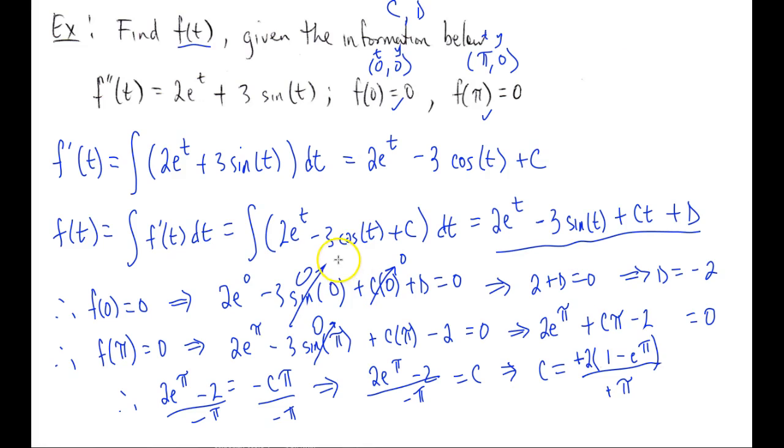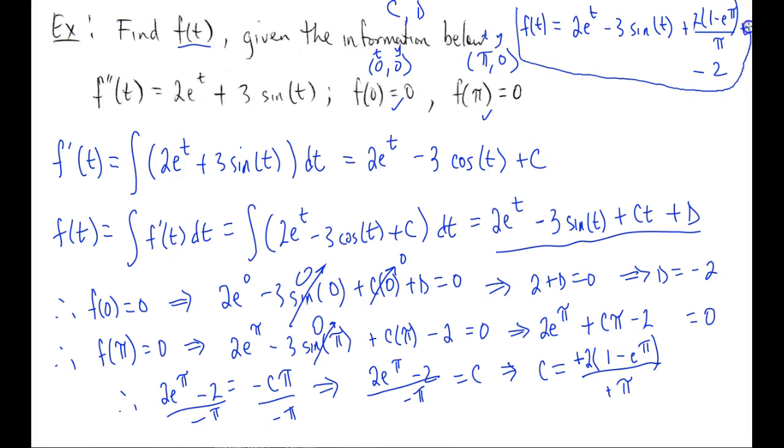So our final answer here would be f of t, and that would be equal to 2e raised to the t minus 3 sine of t plus our constant c here, which would be 1 plus e raised to the pi, all over pi, times t, and then plus our constant negative 2. So this would be our final answer here. All right, let's move on to the next example.